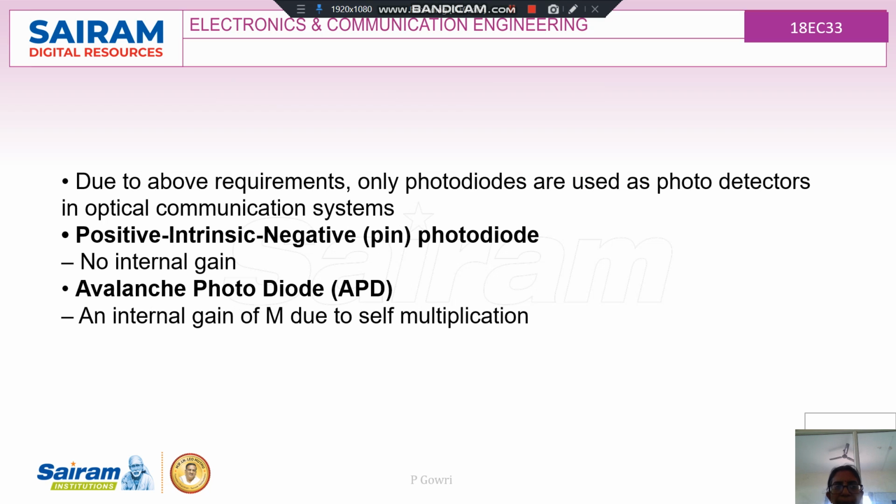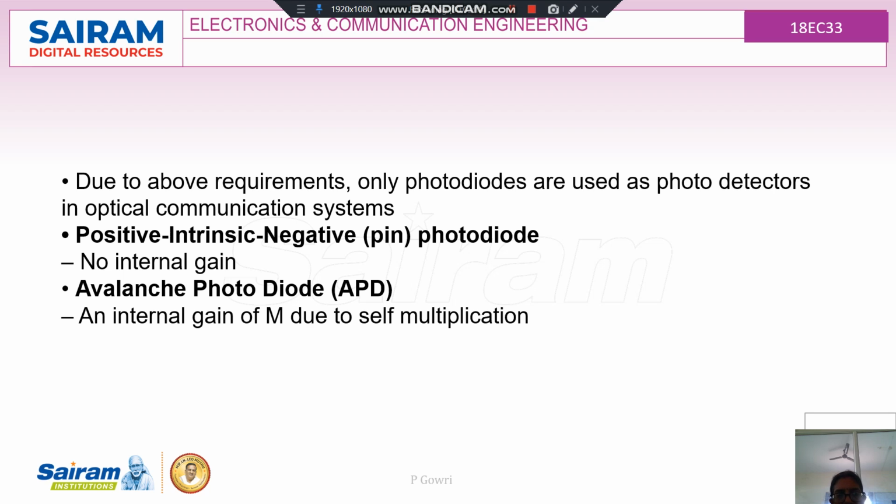Now coming to the requirements, only photodiodes can be used in optical communication systems, because with a photodiode there will be a conversion from optical to electrical energy. Since the conversion rate is very low in a normal PN junction diode, we go for a PIN diode. PIN diode is nothing but positive, intrinsic, and negative. That is, we will have an intrinsic layer in between our P and N regions.